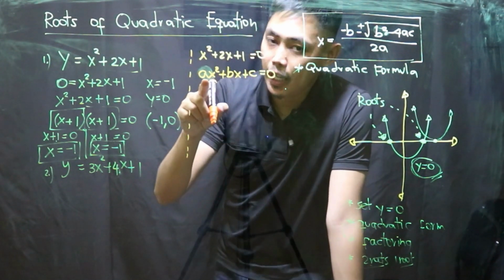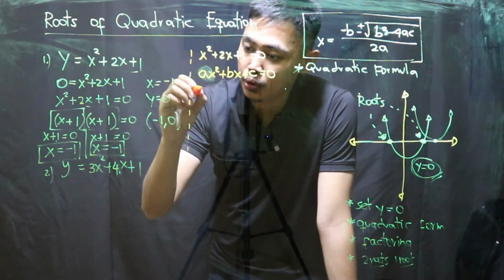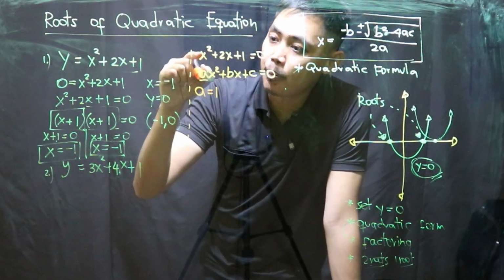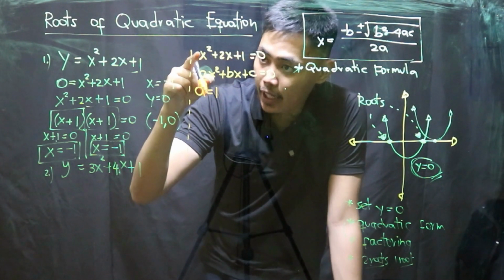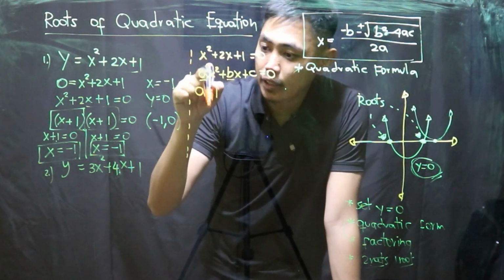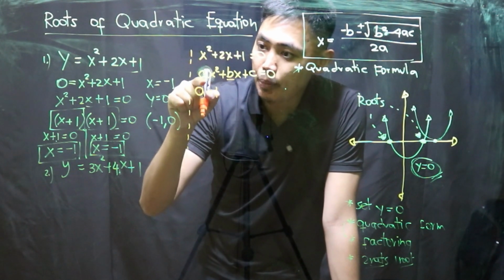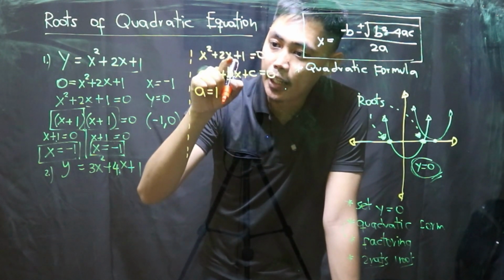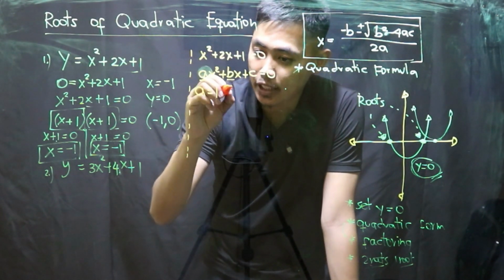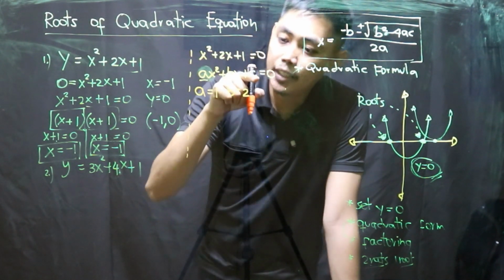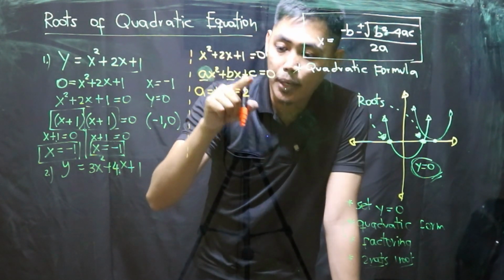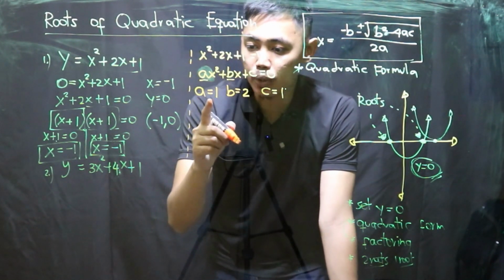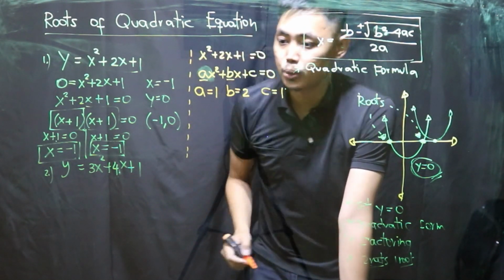So a is equal to 1. A is the number beside x squared. B is the number that is beside x. So which number is beside x? That is 2. And c is the last number without a pair, which is equal to 1. So you have a is equal to 1, b is equal to 2, and c is equal to 1.